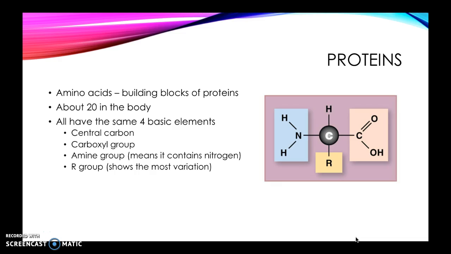The building blocks of all proteins are amino acids, and there are about 20 different amino acids in the body, but they all have the same four basic components: a central carbon, a carboxyl group, an amine group, and an R group. The amine group contains nitrogen, and the R group is the part that differs in the 20 amino acids. So this is roughly what it looks like. We have a central carbon, the amine group, a carboxyl group, and then the R group.